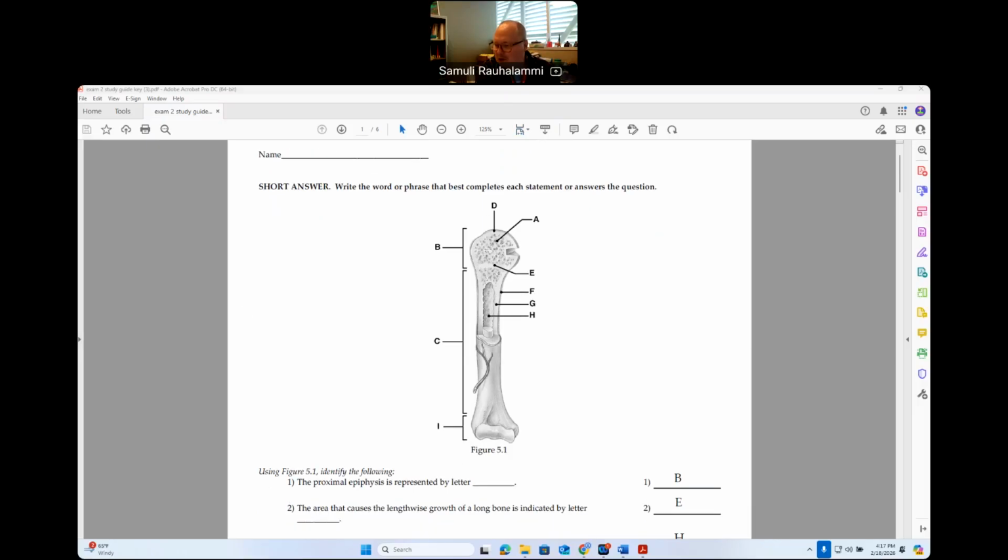Remember, epiphysis was the end part of a long bone that can either be proximal, so close to the starting part of a trunk, for example, as seen on this diagram as B. Or it can be distal, so further end, away from the start, seen on this diagram as I. Diaphysis instead is the shaft portion, so the long middle part. In this diagram, it's seen as C.